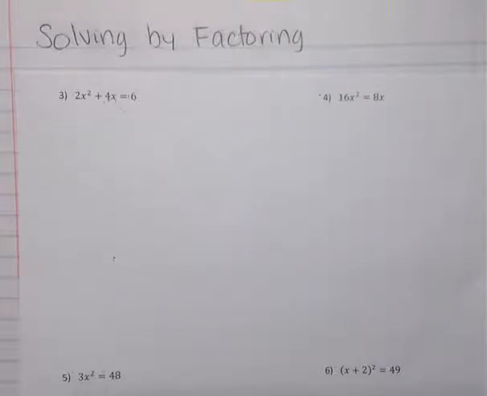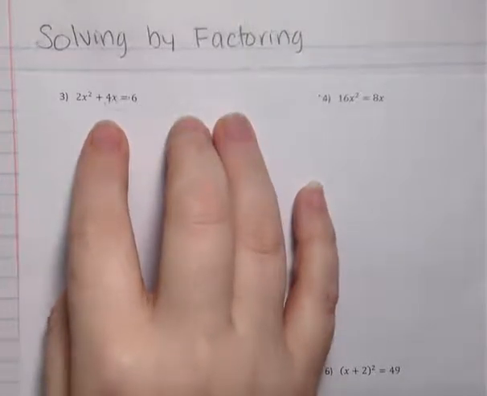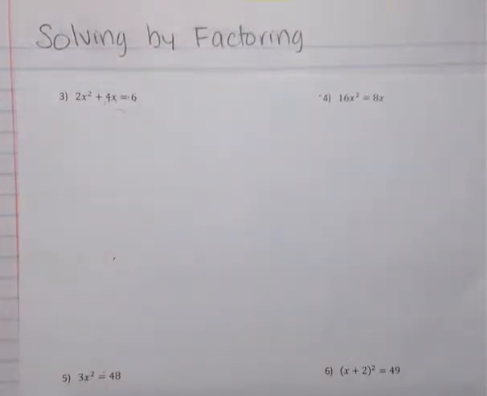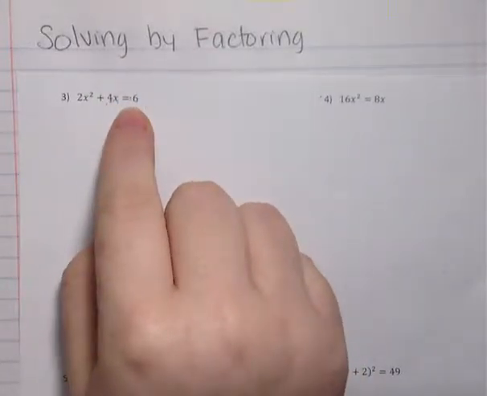This video is on solving by factoring. We're going to be solving these quadratic equations by factoring the problems first, then we're going to be using the zero product property. We always want to have our quadratics in standard form so we can factor them. So this first problem here, we have 2x squared plus 4x is equal to a positive 6.